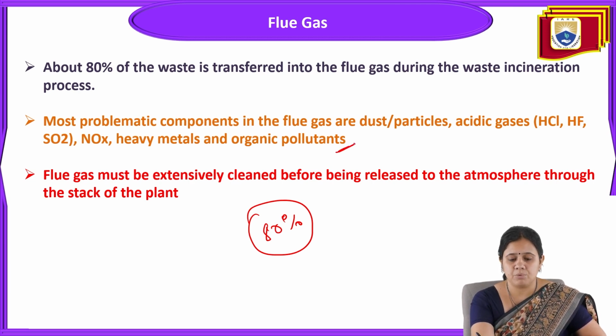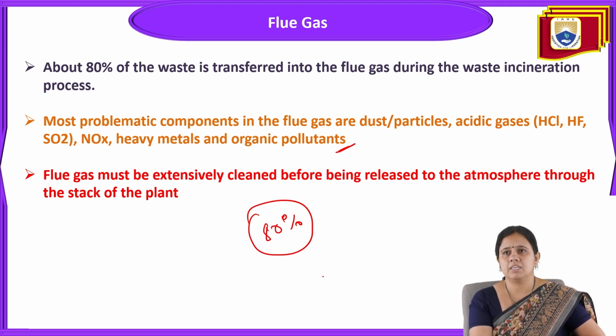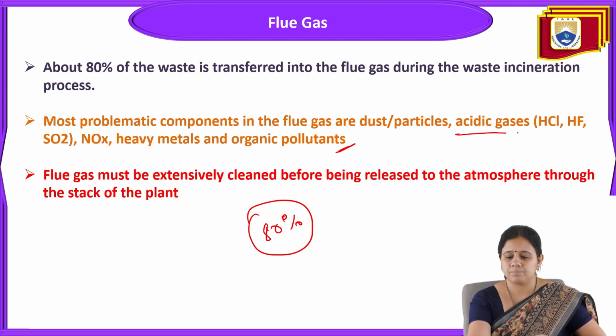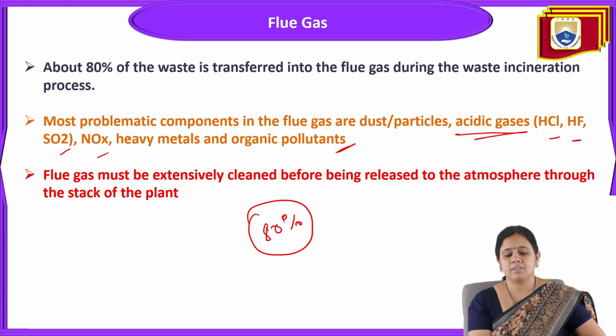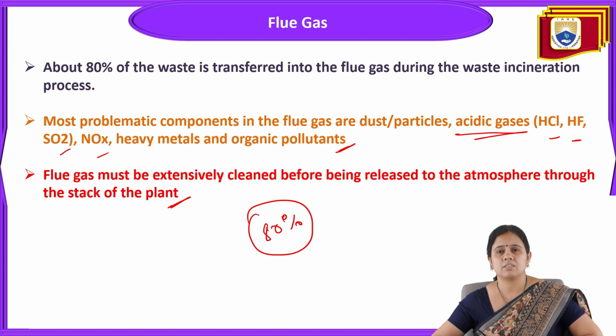The most problematic components in the flue gas are dust particles, especially smaller dust particles, and acidic gases like hydrochloric acid, HF, SO2, NOx, along with heavy metals and organic pollutants. Flue gas must be extensively cleaned before being released to the atmosphere through the stack of the plant.